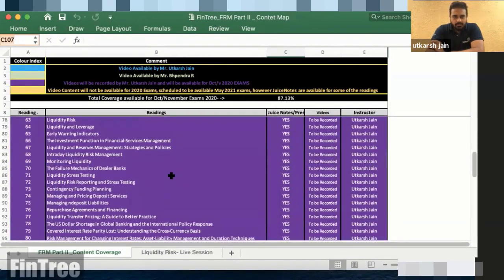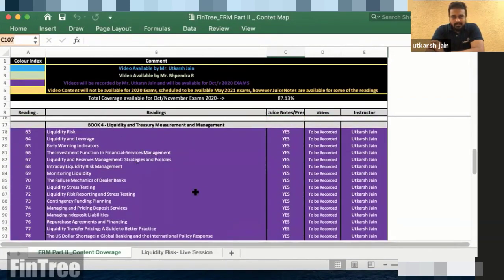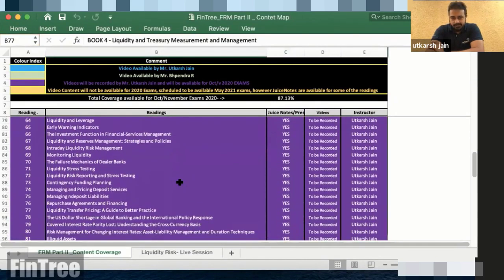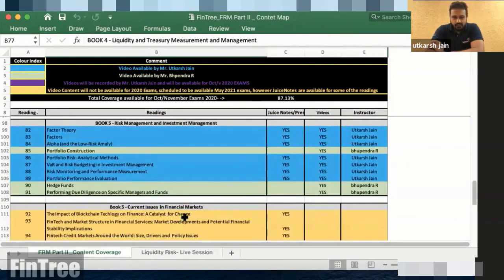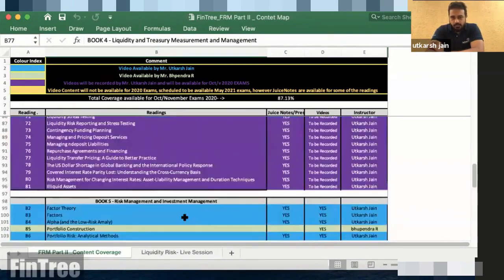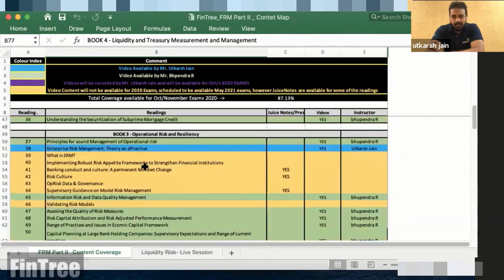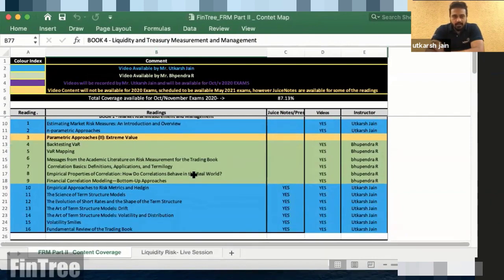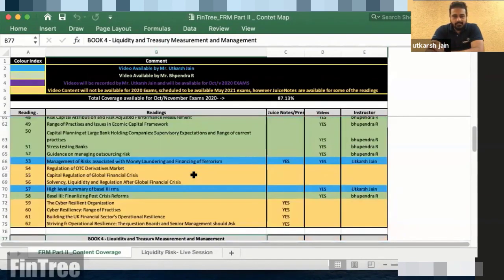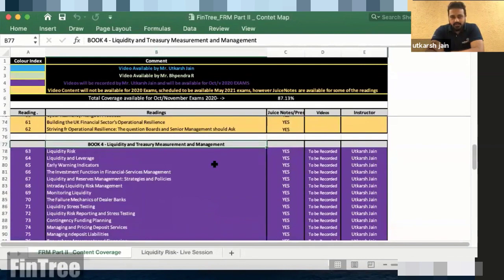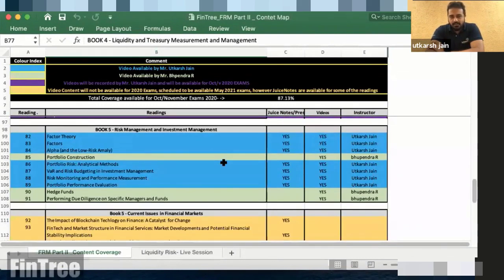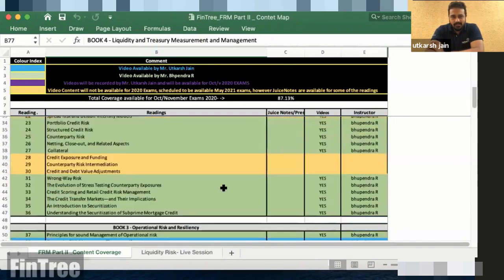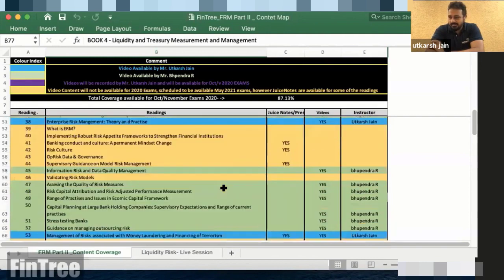So what I'm doing with you this season is all these readings that you see in purple, which is the entire liquidity and treasury management. Once these videos are done, all the sections that you see in blue are the sections where you would see my videos available. Most of my video coverage is on market risk. Then we will have the whole of liquidity and treasury management, and we will have risk management and investment management, and then certain readings on current issues and a little bit in operational risk.